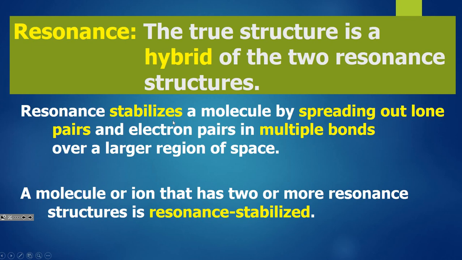So it moves, and it gives us a fraction, which we know we can't have. But this resonance, being able to move that double bond around, actually helps it be more stable by spreading out the lone pairs and electron pairs and multiple bonds. And we call this resonance stabilized structures.